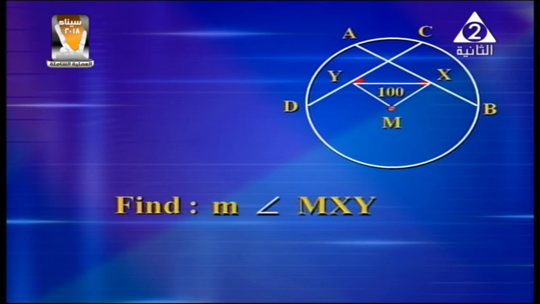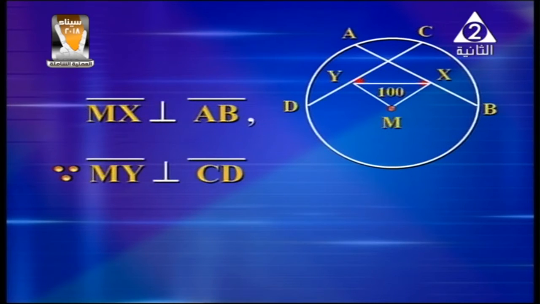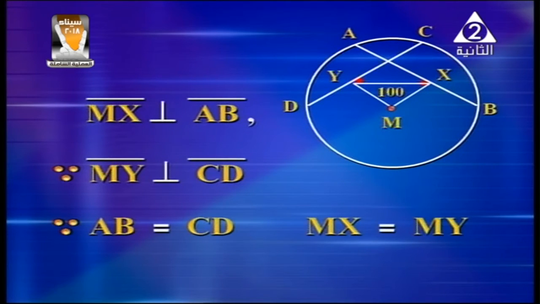In the figure opposite, try to find measure angle MXY. First of all, what about MX? It is perpendicular on AB. What about MY? It is perpendicular on CD. As AB equals CD, so we can say that MX equals MY.